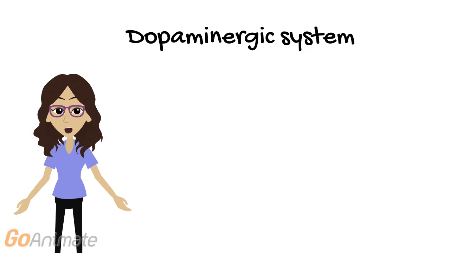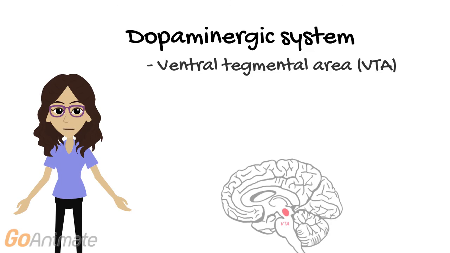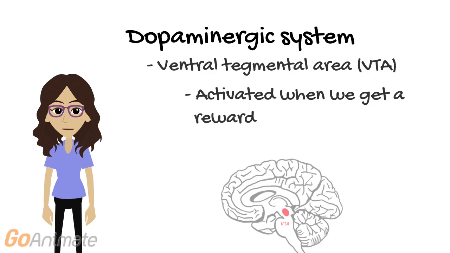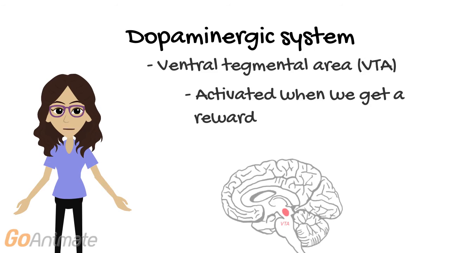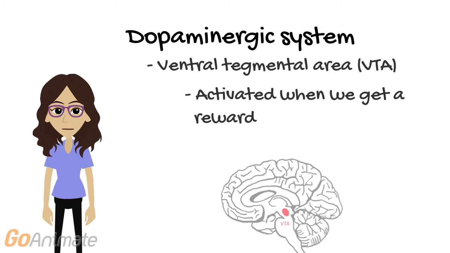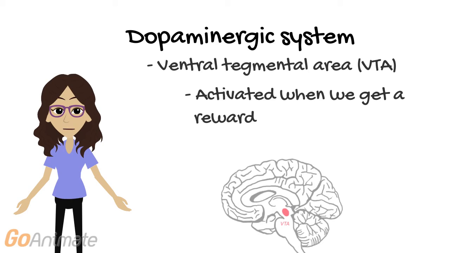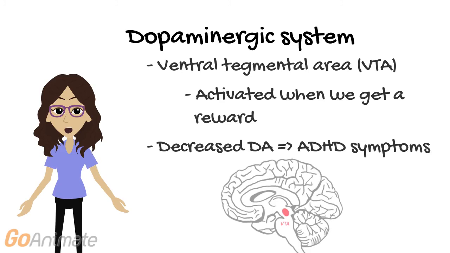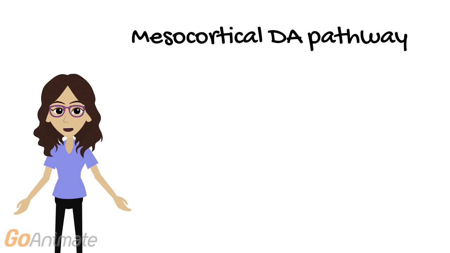Focusing in on the dopaminergic system, one area where dopamine is produced in the brain is called the ventral tegmental area. This area is activated when we experience something rewarding, and dopamine-producing neurons project to different areas of the brain. We can think of something rewarding, in this case, being social interaction with others through social play. It has been found that rats with decreased dopaminergic production pathways exhibit symptoms that coincide with symptoms of ADHD in human children. One of these dopamine pathways is called the mesocortical dopamine pathway.